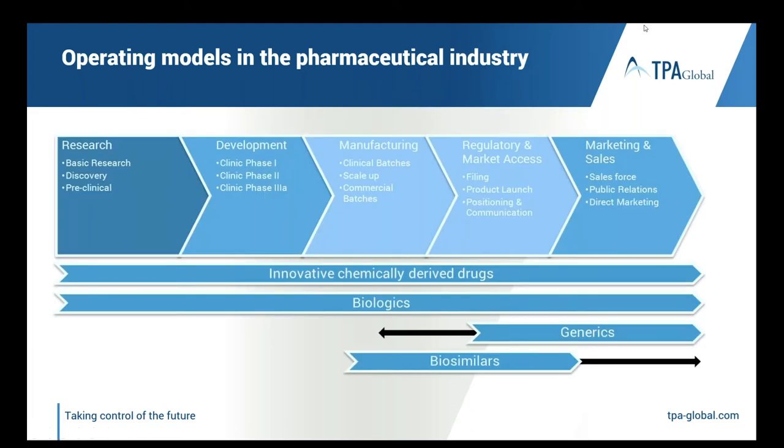And to illustrate the difference between those parts of the industry, as I explained, you can see it on this slide, where the innovative chemically derived drugs and biologics follow really the full value chain from research to development to manufacturing to them getting market access and then finally selling their products. While generics and biosimilars have shorter value chains because they don't need to invest that much in research and development, they still do sometimes, but it's of course to a lesser extent.